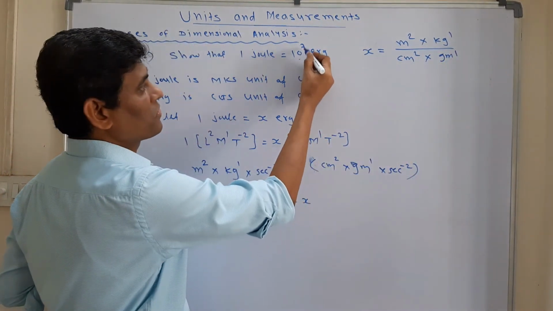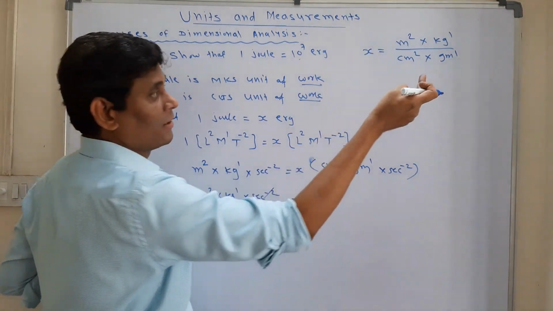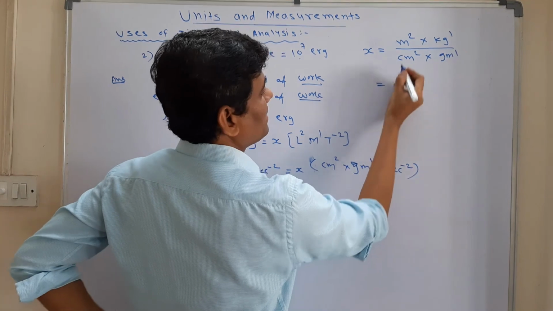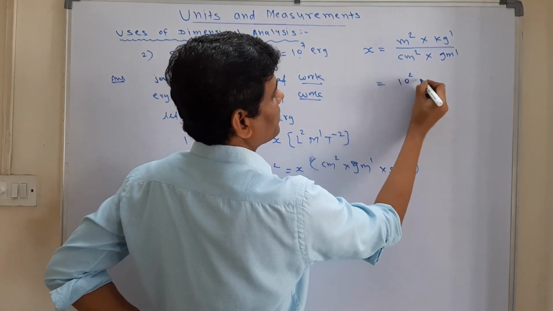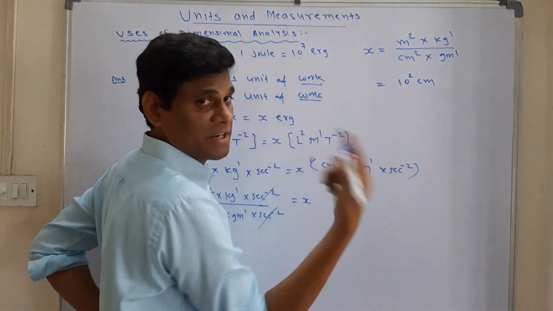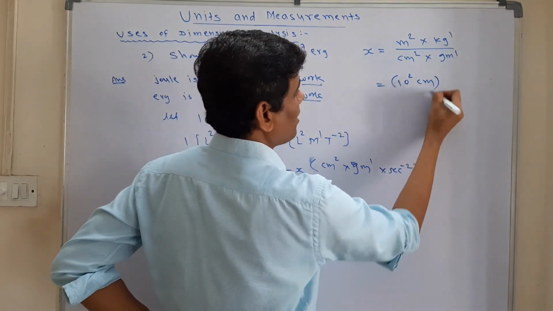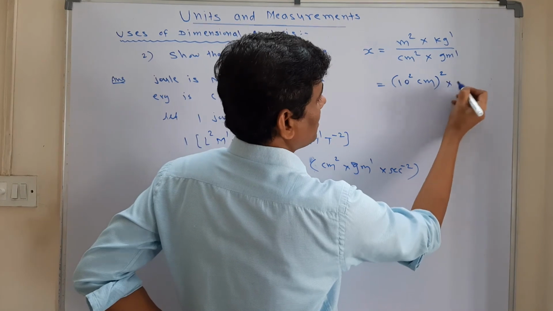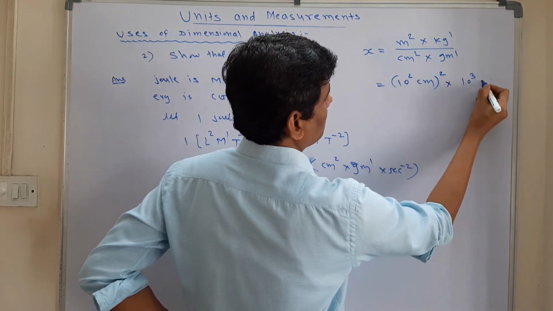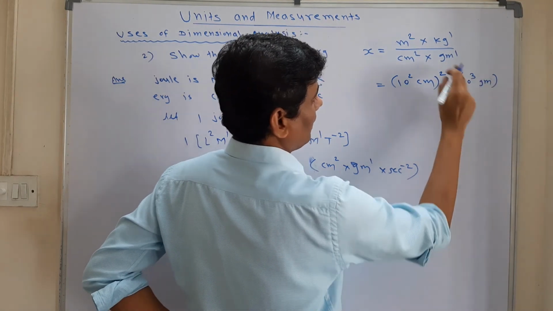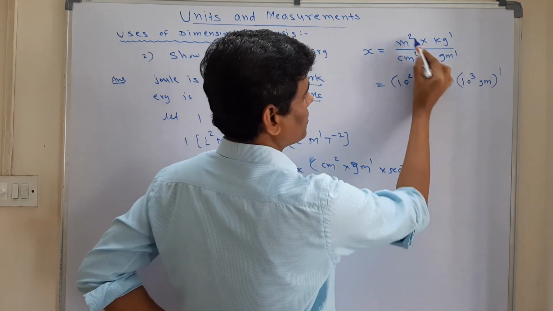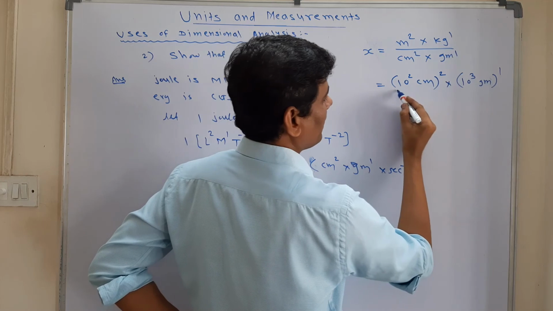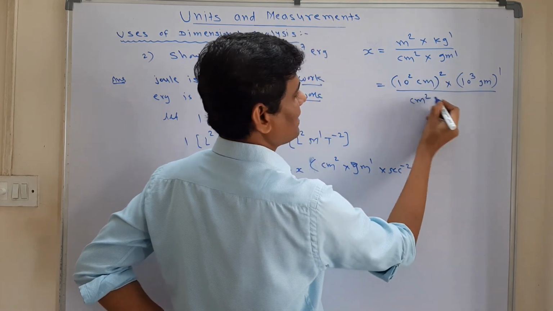Now we want 10 raised to 7, that is in CGS system. तो जो भी MK system उसको किस में कन्वर्ट करने का? CGS में. Means meter to centimeter 10 raised to 2, raised to how much we have? 2. So we'll write 2. Kg to gram 10 raised to 3, raised to how much we have? 1. So raised to 2, raised to 1. Meter to centimeter, kilogram to gram. Dividing by this part as it is.